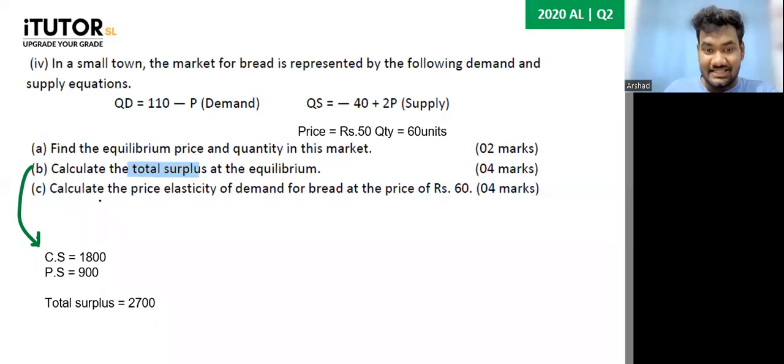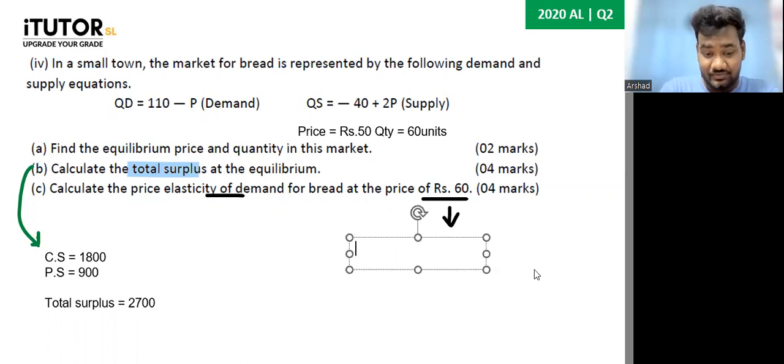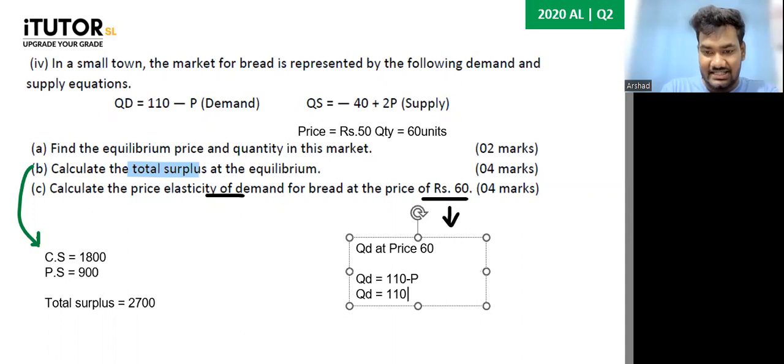Okay. Then part C. Part C of the question says calculate price elasticity of demand for bread not at the equilibrium, at price 60. So can you first tell me, guys, at price 60, how much is the QD? Take the demand equation, QD equals 110 minus P. So QD equals 110 minus 60, QD equals 50. Okay. So at the price of 60, QD is 50.